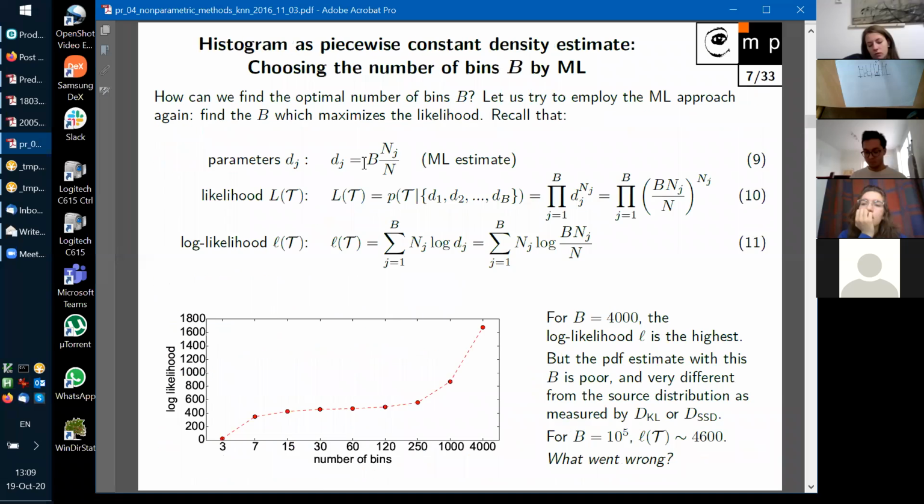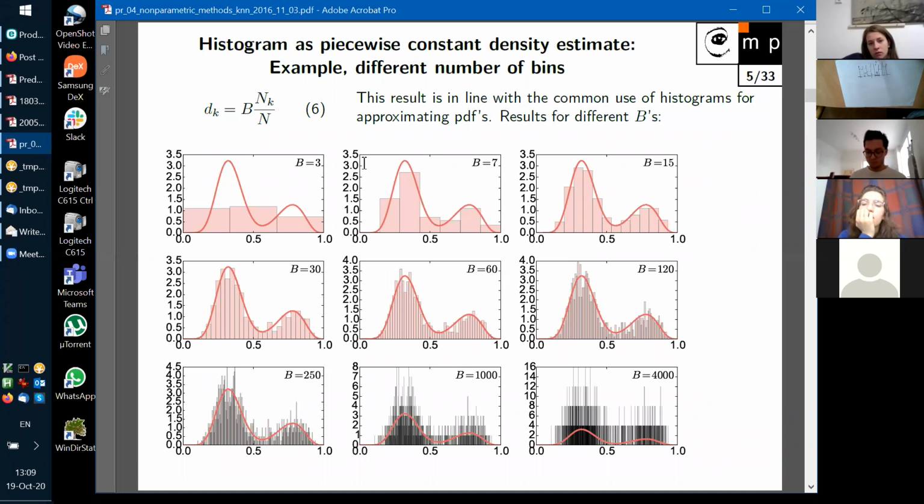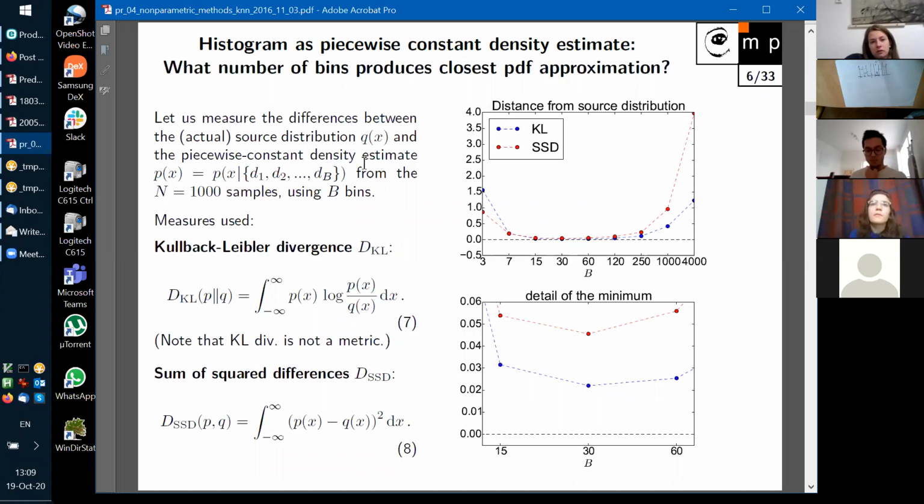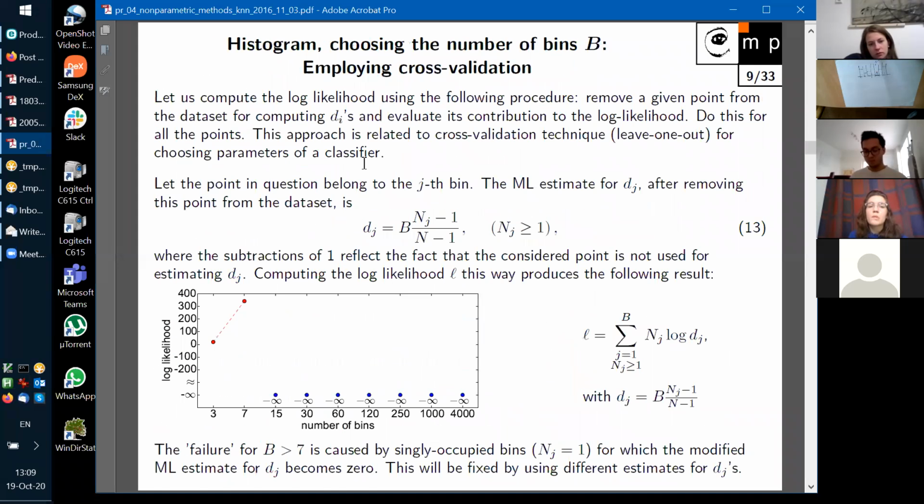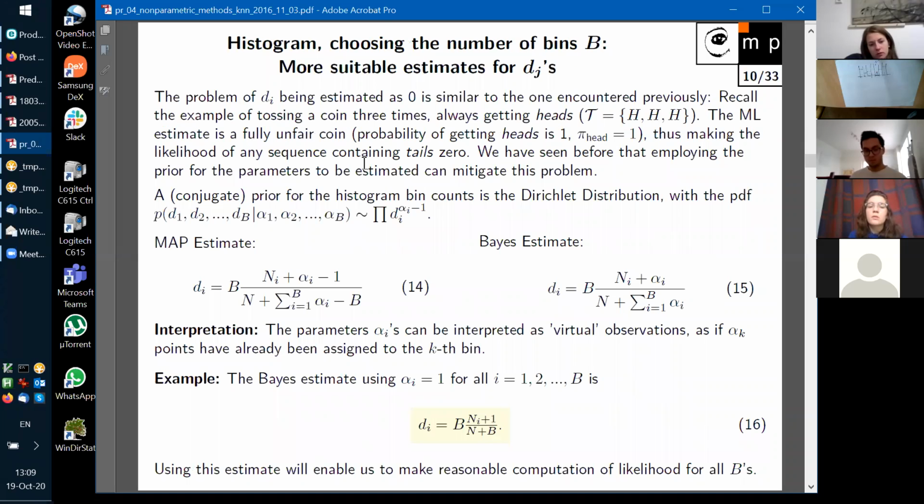So if we look at this density for 7, it does some approximation of the distribution, but we see that, neither from the Kullback-Leibler divergence nor from the sum of square differences, it's not a good number. It's not a good choice. So what we could do is do exactly the same thing that we did for the flipping of the coin, when we were estimating the probability of a coin showing heads or tails.